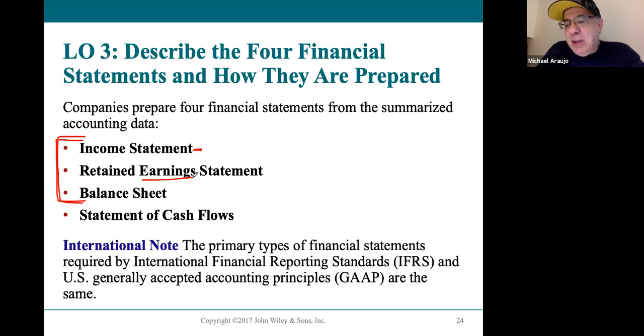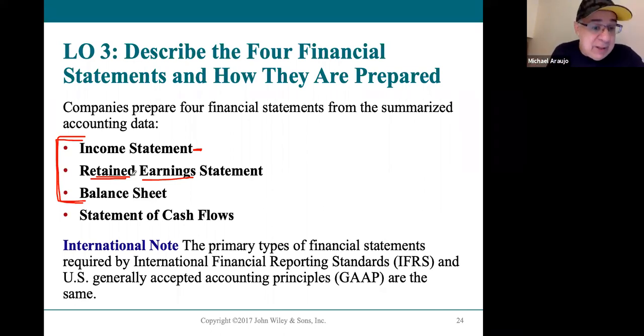However, the owners, in some cases, can choose to take some of the profit out of the company to their personal bank accounts. For a corporation, when a corporation shares a portion of its profit with the owners, that's what a dividend is. And so the retained earnings statement will show us how much of the profit of the company was retained. The word retain means to keep in.